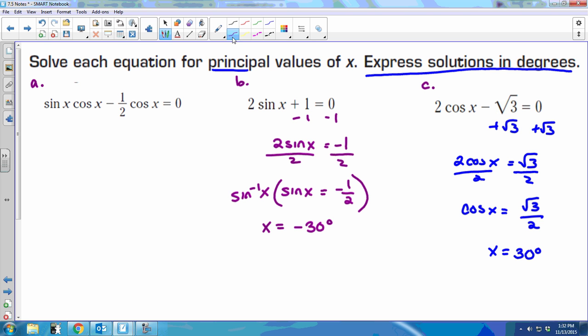Now on the last one for this page, we have sine x cosine x minus 1/2 cosine x, and there's a cosine x in both parts of the equation. It's really tempting to divide cosine x out because that would leave you with sine x minus 1/2 equals 0. But you know from algebra you can't just divide variables out, because then you miss solutions. So in this case, we're going to have to factor the cosine x out. If you want to think of factoring as undistributing, we're just taking it out of each piece.